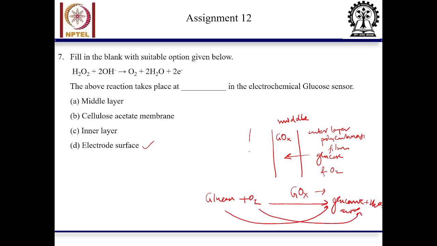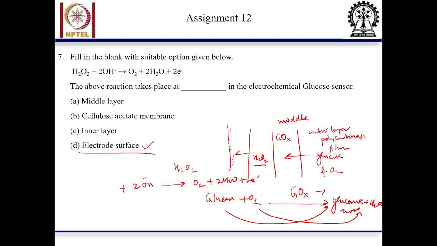Now you have the third, inner layer. Through the inner layer only H2O2 will pass. Now the H2O2 will be converted to oxygen plus water plus 2 electron transfer, right? So it will take 2 OH minus. So this is happening at the electrode surface because electron transfer only happens at the electrode surface. So this is the correct answer.